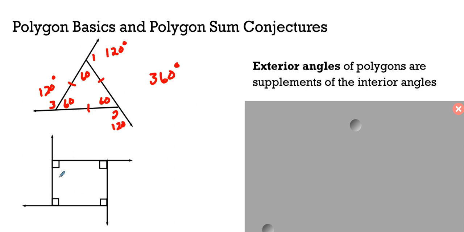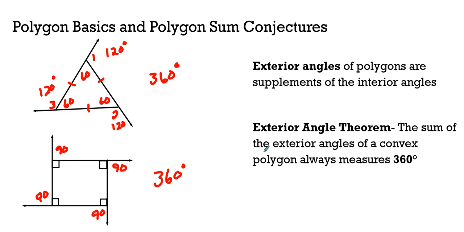Right? I take this rectangle here that has 4 90-degree angles. I know that these are 90 out here. These exterior angles are 90 out here. And I add up those 4 exterior angles, and 4 90s gives me, hey, how about that? 360. That's one of those always situations, right? It's called the exterior angle theorem. The sum of the exterior angles of a convex polygon always measures up to 360 degrees.